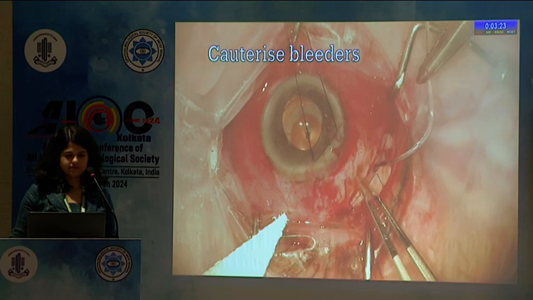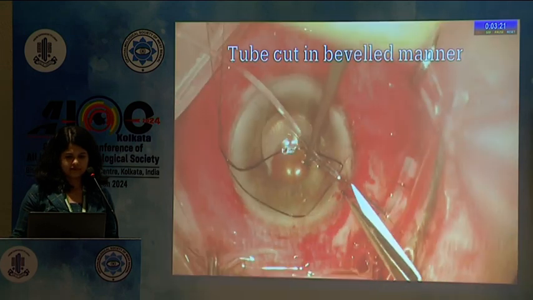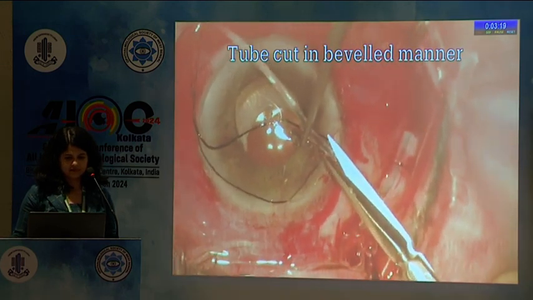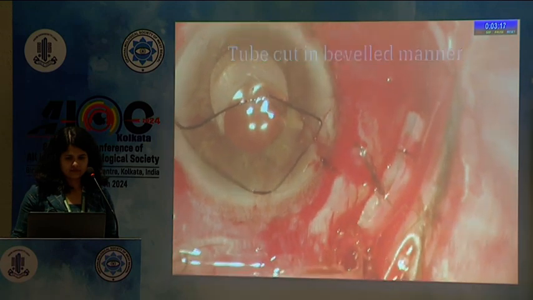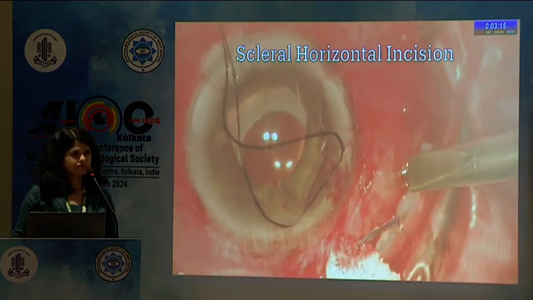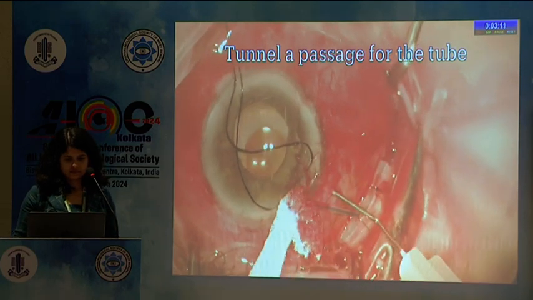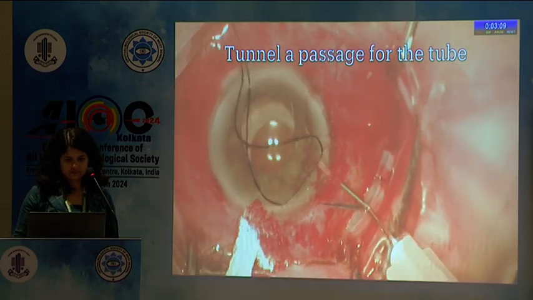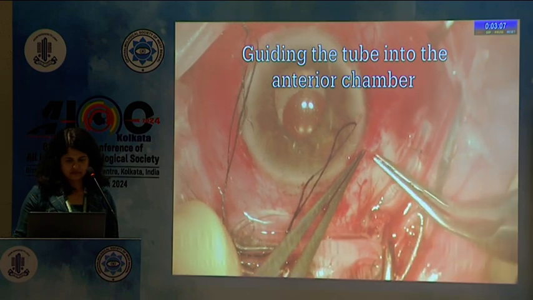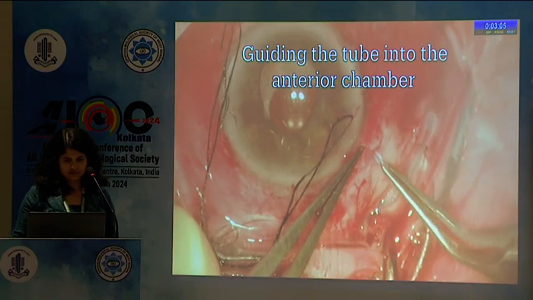Minimal cautery is applied to the scleral bed. The tube is cut in a beveled fashion to maintain adequate length in the anterior chamber. We make horizontal incision on the sclera using a diamond blade and use a bent 26 gauge needle to make a tunnel for the tube to pass. The tube is then guided into the anterior chamber.